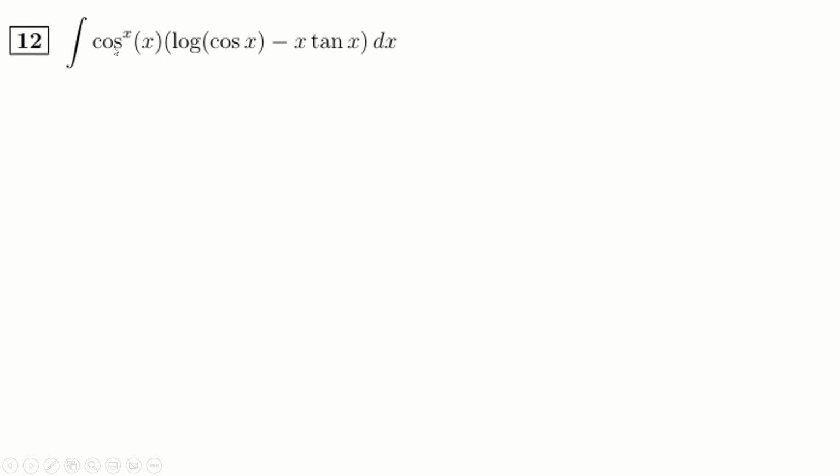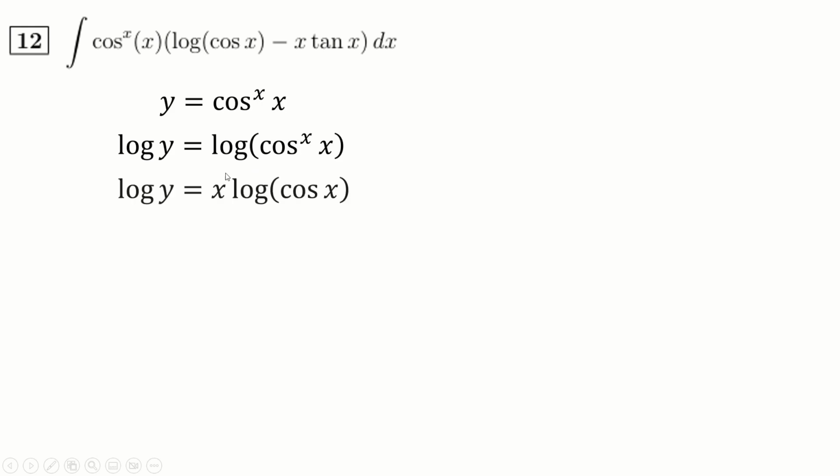Question 12 is quite interesting. Just take this object, cos x to the power x, and just differentiate it. Now, to differentiate something to the power x, you generally need to take log of both sides, because then you can pull the x down to the front. And now we can differentiate this. This is implicit differentiation, is that what it's called? Yeah, it is that.